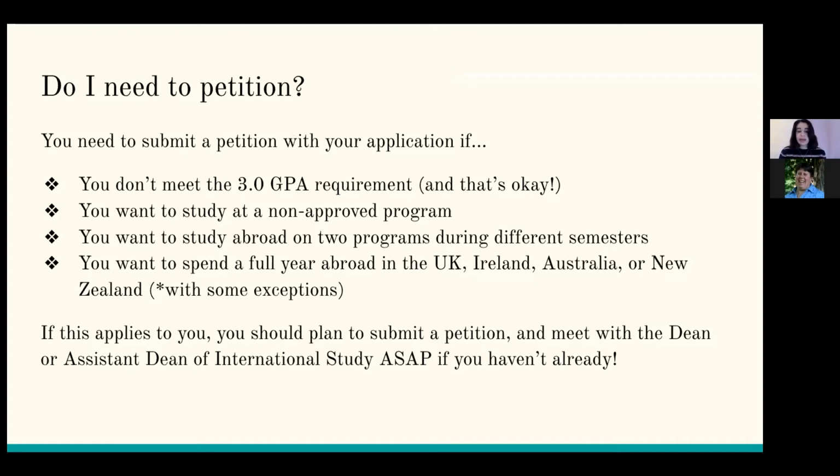If you want to study at a non-approved program, so a program that doesn't appear on our full list of Smith approved programs. If you want to study abroad on 2 different programs during 2 different semesters, or if you want to spend a full year abroad in the UK, Ireland, Australia, or New Zealand, with some specific program exceptions that you can find on our website.